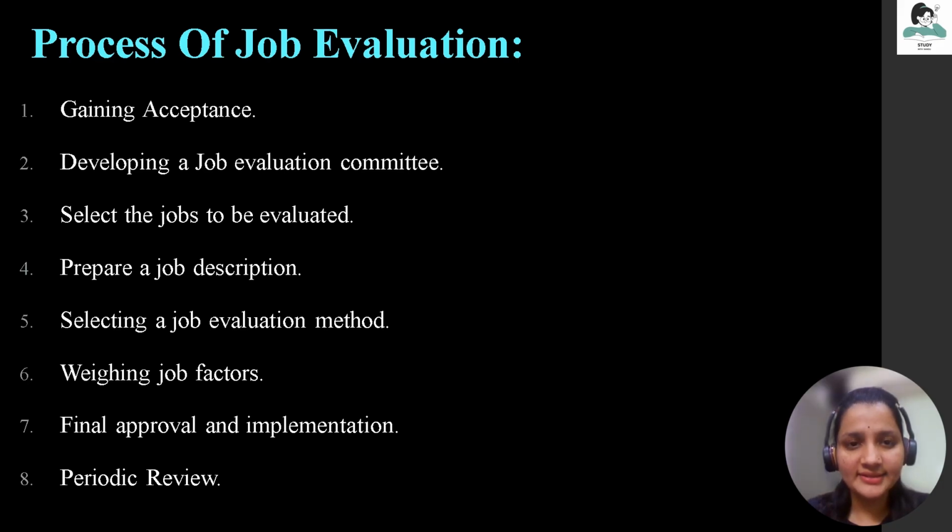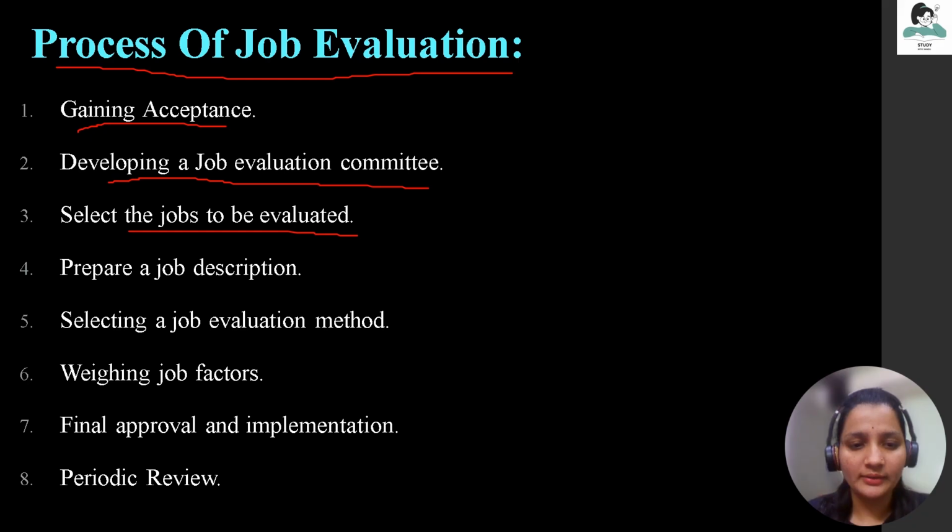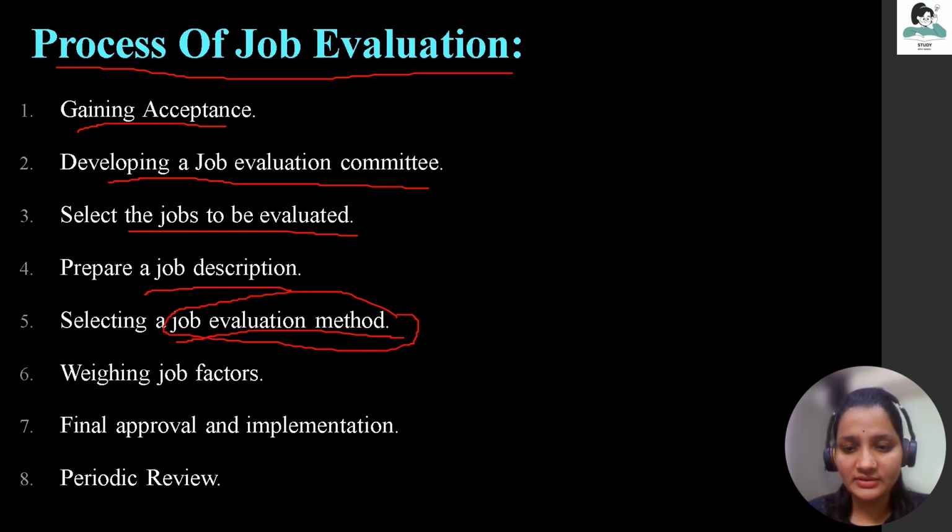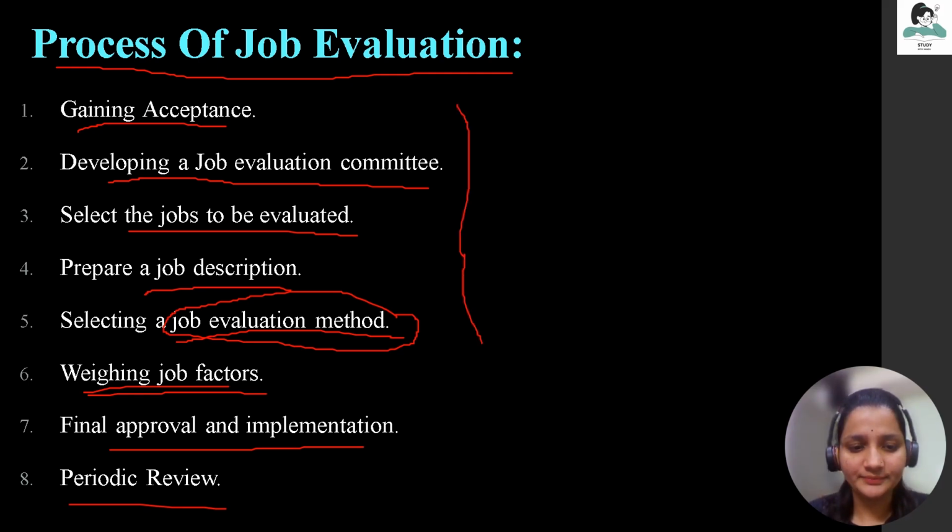So next, let us understand the process of job evaluation. So the process of job evaluation, that means the step by step process here. So first one is gaining acceptance. Second one, developing a job evaluation committee. Select the jobs to be evaluated. Prepare a job description. Selecting a job evaluation method. So this job evaluation method we have discussed in the last video. Yes, weighting. This is weighing the job factors. Final approval and implementation. Periodic review. Now let us understand this one by one.